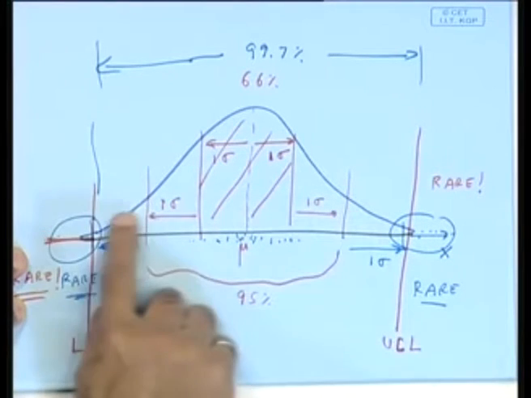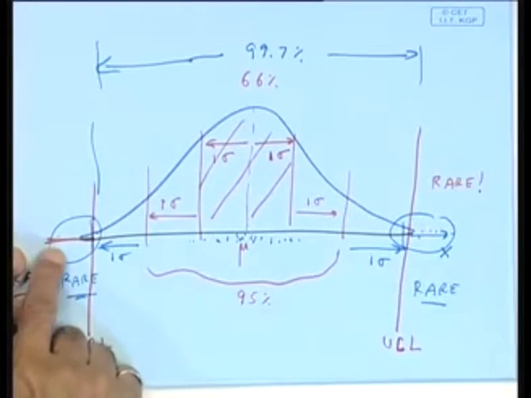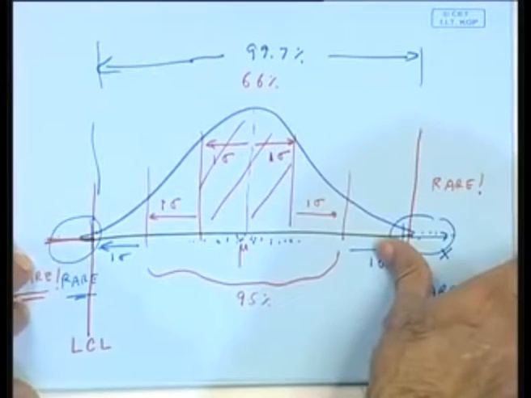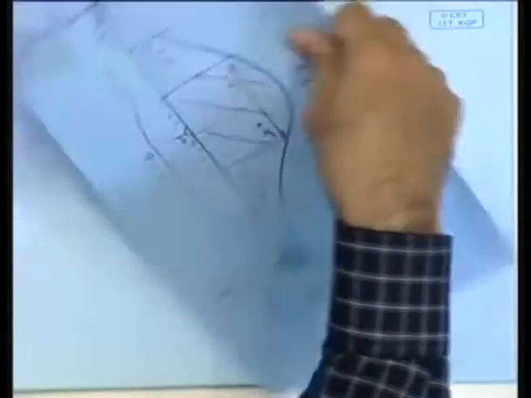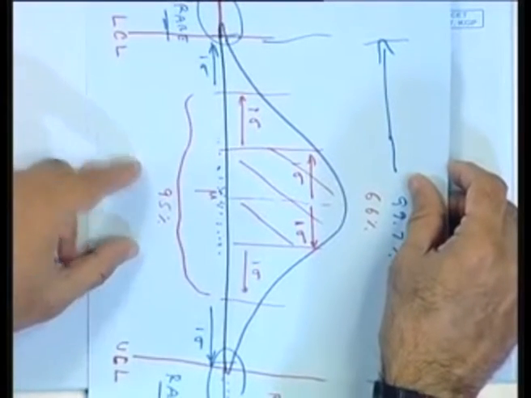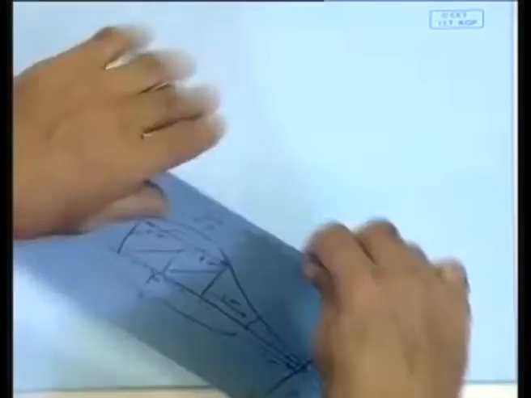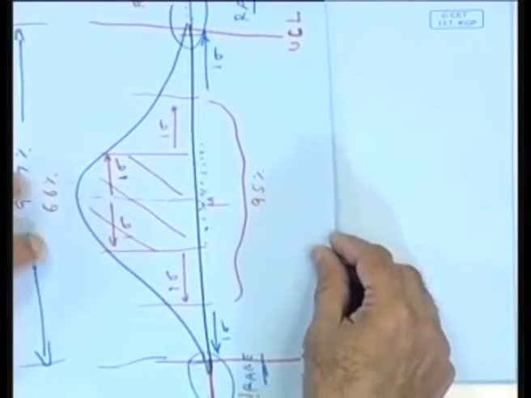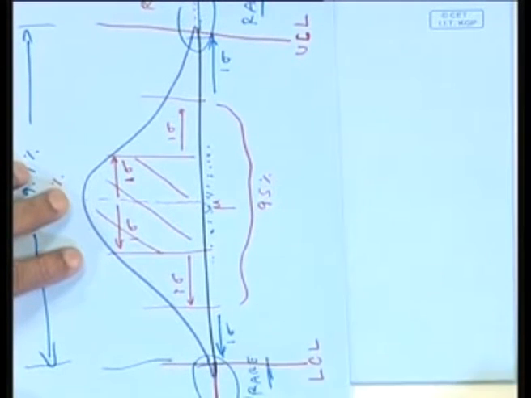Natural variation stays right here. But the moment I find 1 or 2 x bar points there, all I have to do to understand this is to turn this sideways, and I do it just by putting it like this. Now you can see the upper control limit right there and the lower control limit right there.